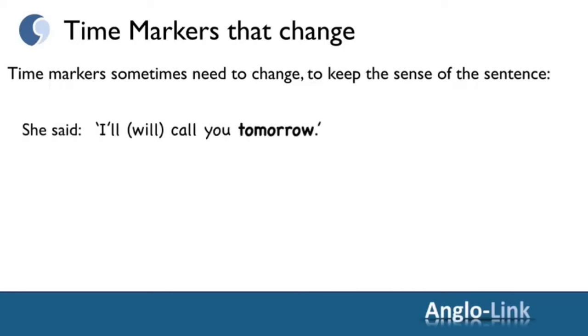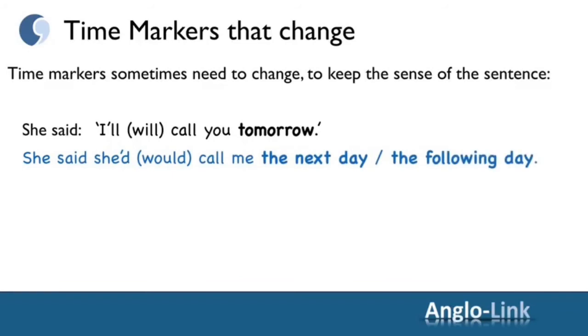For example, she said, "I'll call you tomorrow." In indirect speech, you need to change tomorrow to the next day or the following day. So she said that she would call me the next day, or she said she would call me the following day.